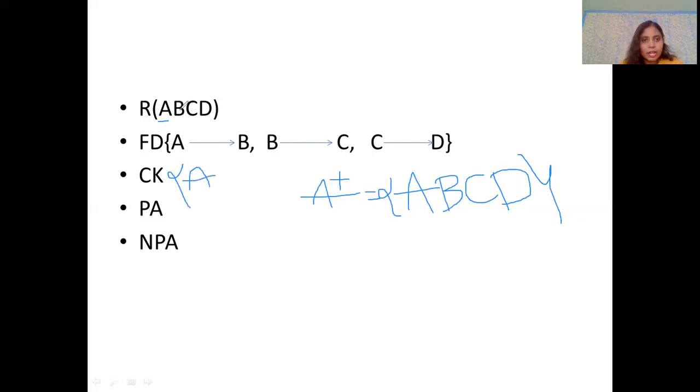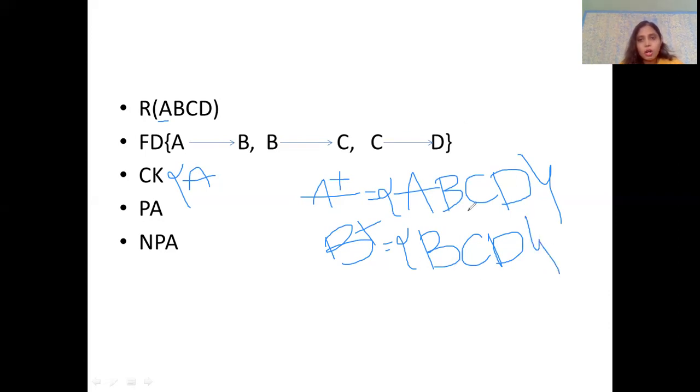Now I'll check the next attribute B. So I will find B plus using closure method. Since it obeys the reflexive rule, I will write B in my list. Now I'll check whether this B is determining any other attribute. Since B is determining C, I will write C in my list. Now I have to check whether C is determining any other attribute. Yes, C is determining D. I will write D in my list. Now I have to check whether D is determining any other attribute. I don't have any functional dependency for D which is determining another attribute. So I will have to stop here.